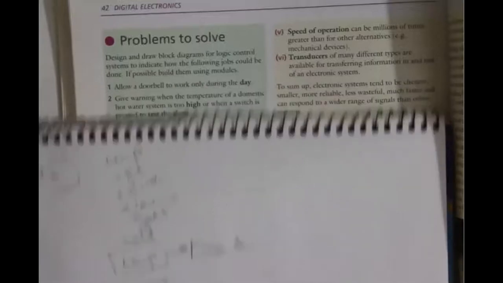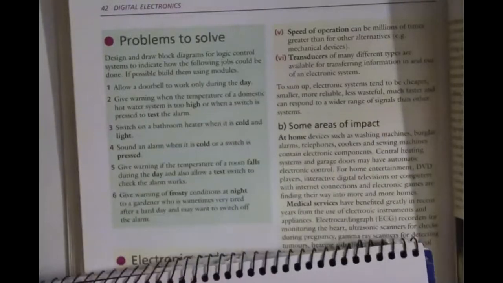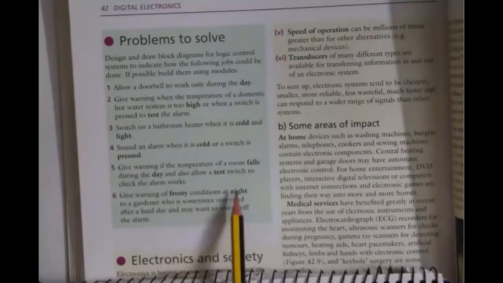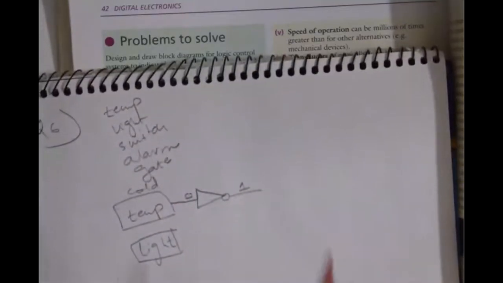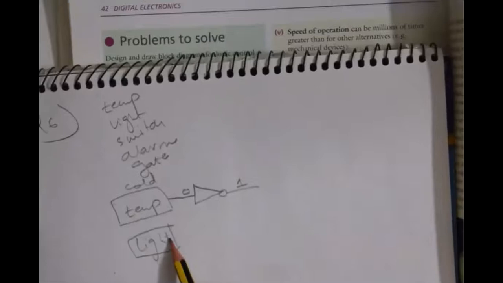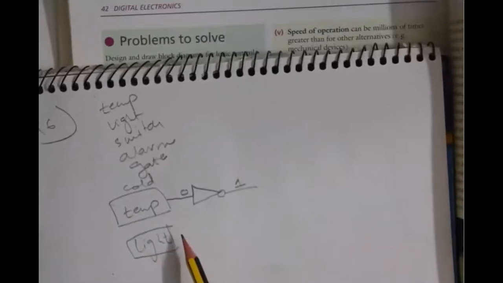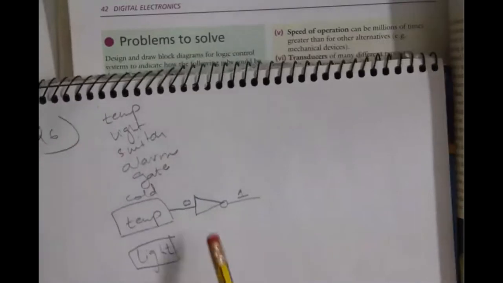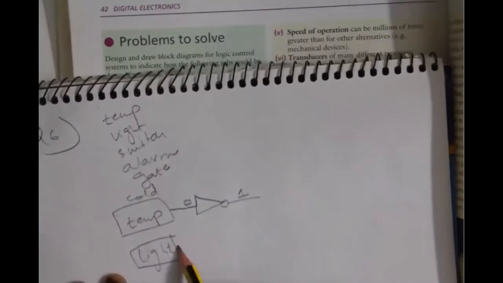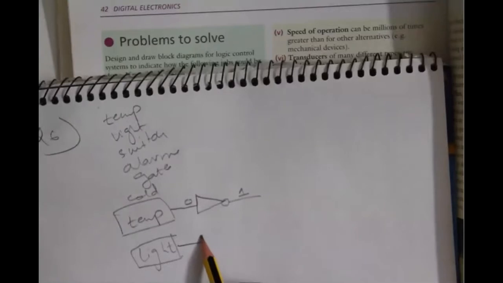Then it says give warning of frosty conditions at night to a gardener. So if this is night, that means the light sensor is going to give me a 0 too. That needs to be plugged into a NOT gate too. So it's dark, right? Dark means 0.